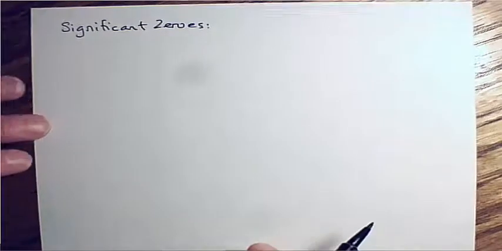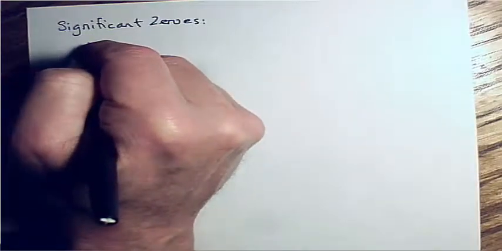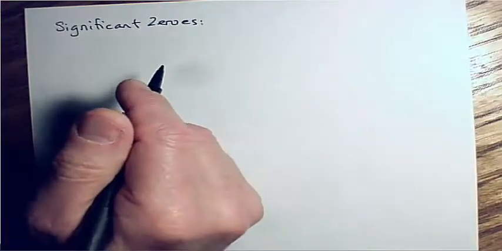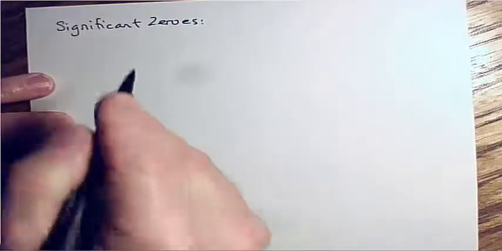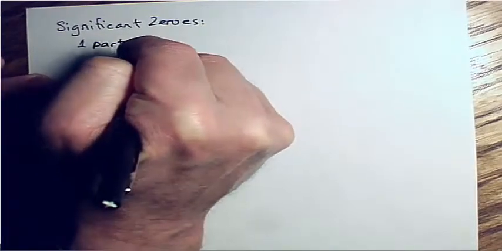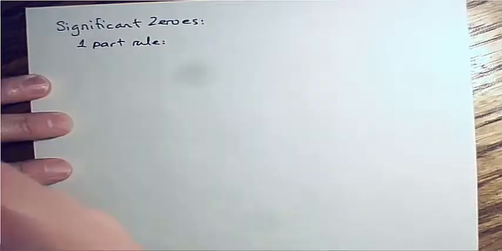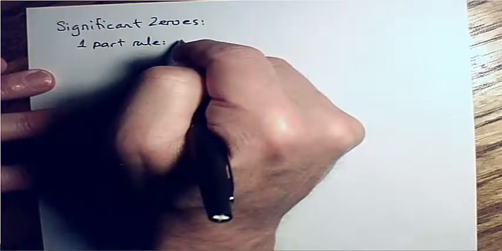Okay. So there are a couple of rules, and there are a couple of ways to state it. There's a simplified way of stating it that I like, and then there's the proper rule that you see in the textbooks. First, I want to give you the proper rule from the textbooks for significant zeros. There are just two rules, and I like to separate them into what I call the one-part rule and the two-part rule. Let's start with the one-part rule. I've never seen a textbook call it the one-part rule, but I like to call it that.